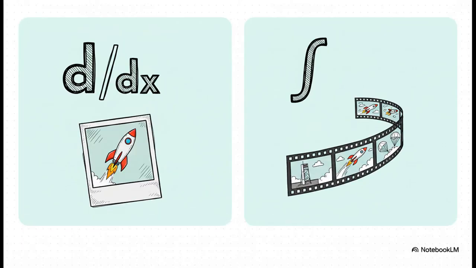So the whole point here is this perfect, beautiful symmetry. The derivative is like taking a movie of a car's journey and breaking it down into an infinite number of single snapshots. The integral, that's what lets us take all those individual snapshots and stitch them back together to watch the full movie. One breaks it down, the other builds it back up.